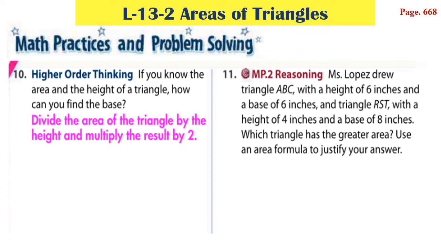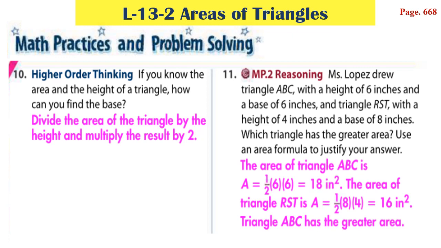What is your answer? Excellent. The area of triangle ABC is A equals 1/2 multiply 6 times 6 equals 18 square inches. The area of triangle RST is A equals 1/2 multiply 8 times 4 equals 16 square inches. Triangle ABC has the greater area.